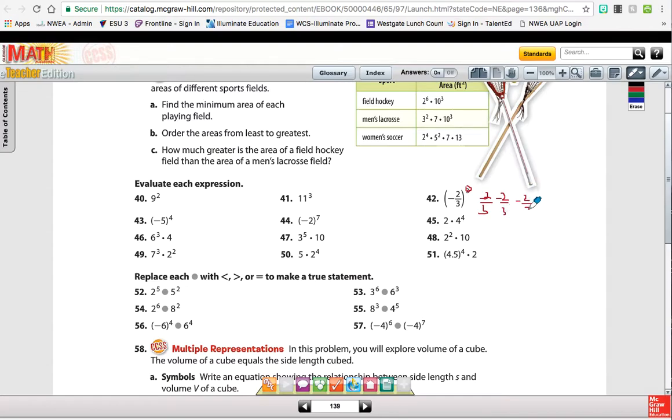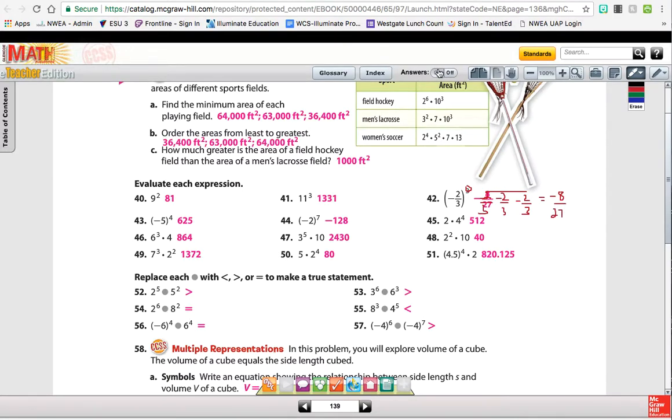And when we're multiplying fractions, we multiply all the numerators. -2 times -2 times -2 is -8, and then 3 times 3 times 3 is 27. We have an answer of -8/27 as an answer for number 42.